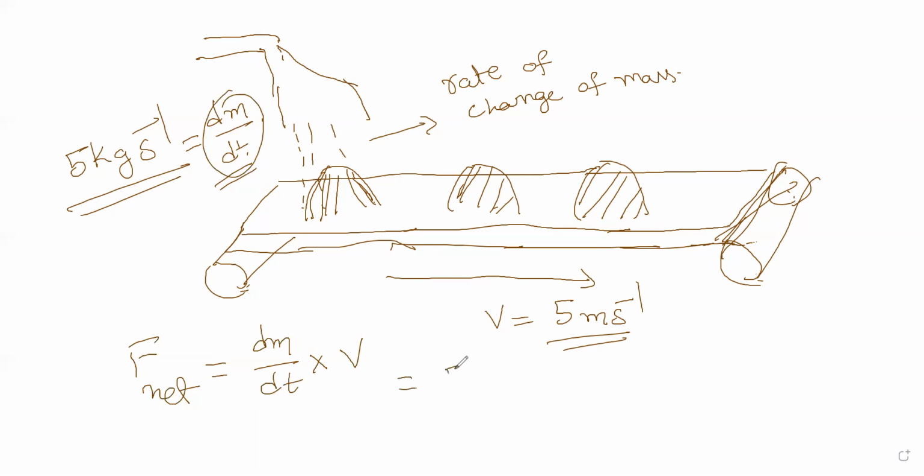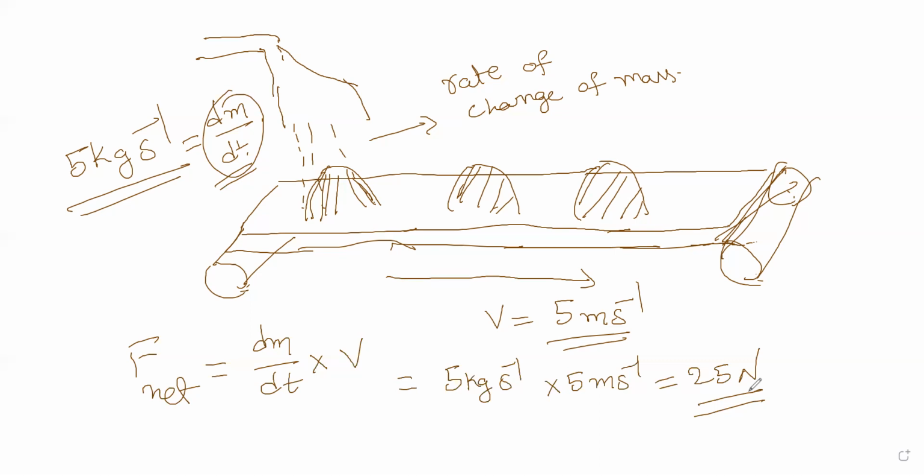So dm/dt is 5 kg per second and the velocity is 5 meters per second. So you will get 25 newtons from here. The conveyor belt is pulled by the machinery with a force of 25 newtons. You can think of 25 newtons as about 2.5 kg force it is applying, in order to pull these masses with the velocity 5 meters per second. Got it? So this is a practical application.